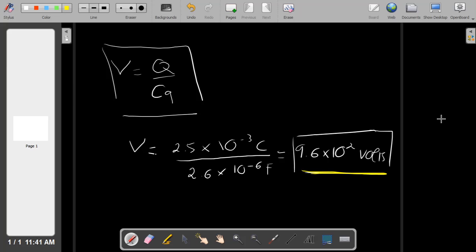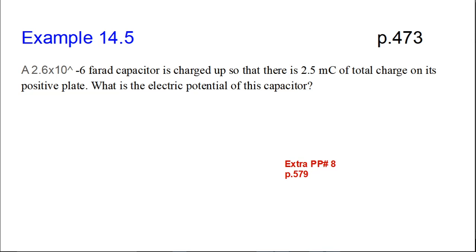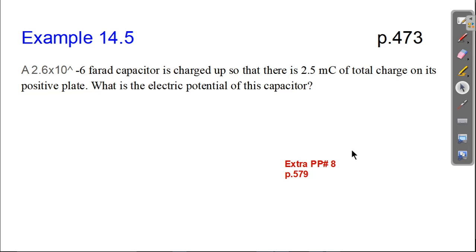Our answer. Now that you have seen these, please do extra practice problem number 8 on your own. That means stop the video right here and try to do this problem on your own. And then I'm going to also do the problem, and if you don't get the same answer as what I'm going to give you, then you can see how I solved the problem. But if you get the same answer, just move on in the video.